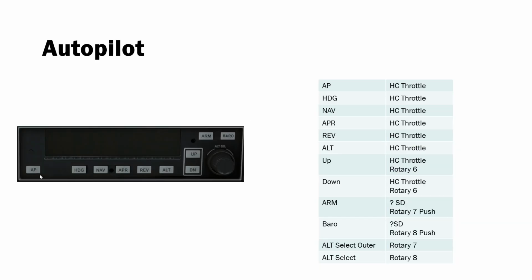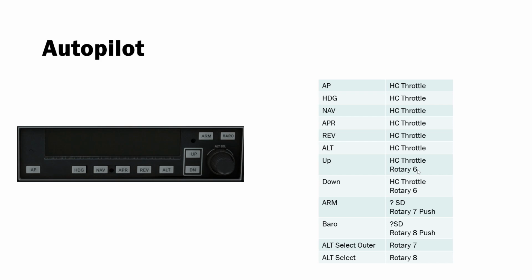The autopilot, again, so much of this is actually programmed in. The autopilot on-off is in the Honeycomb throttle, the heading, the nav, the approach mode, the back course, and altitude hold is all on here, so that works really well. Up and down, well, you can control that using the rotary that's built into the Honeycomb throttle quadrant. It doesn't work 100% perfectly, and when I come to that video you'll see where the problem is. It does work, but it doesn't really change the display properly.